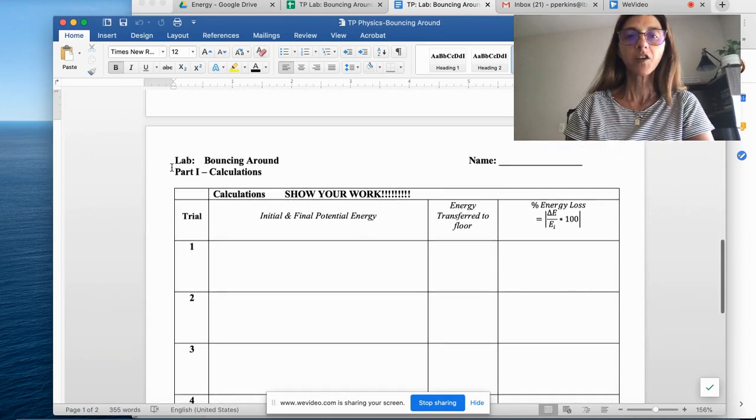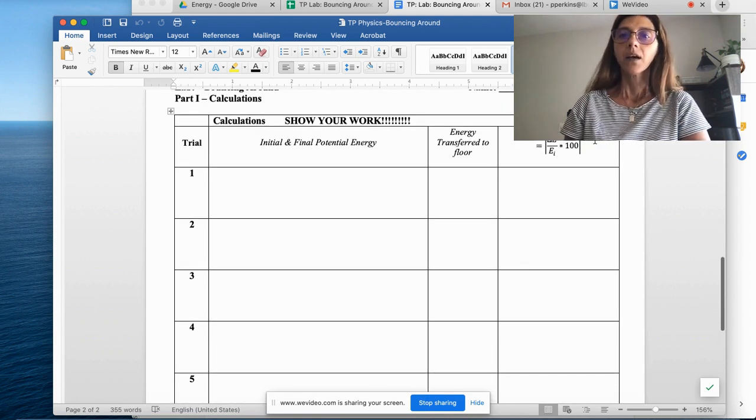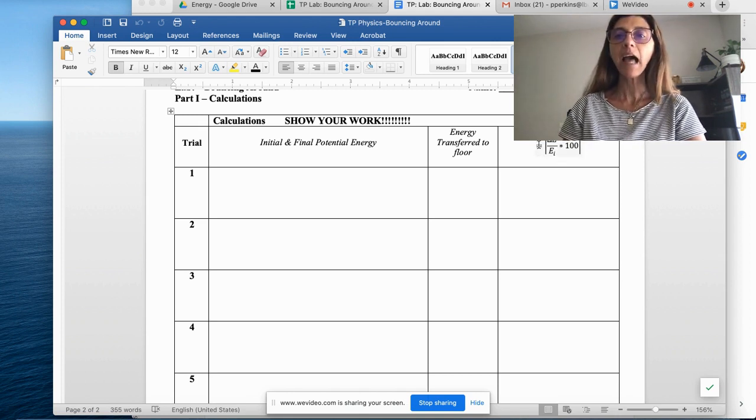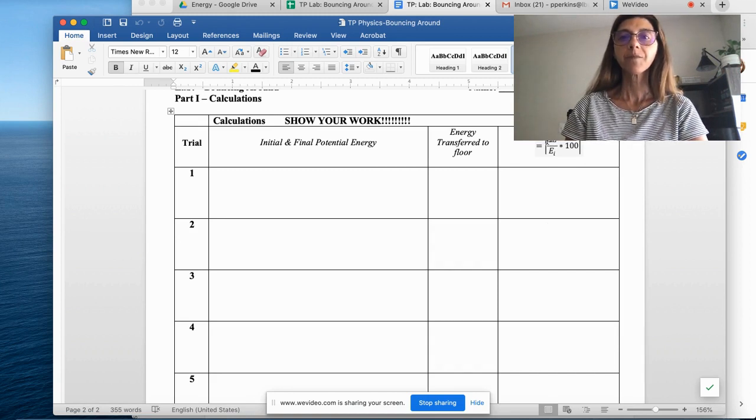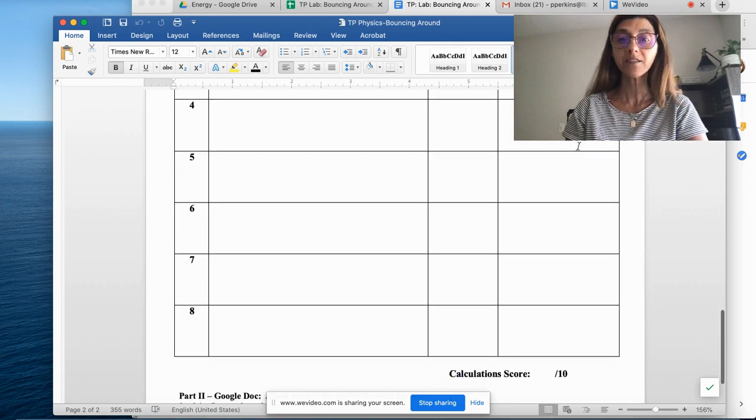On the second page of this document, you have a calculations page where you will calculate the initial and final potential energy, the energy transferred to the floor, and the percent of the energy lost, which is the change in the energy over the initial energy times 100. Remember to take the absolute value and make each number positive. Again, this is the change in your energy from start to finish divided by the initial energy you had times 100. You will do those calculations for all 8 of those trials.